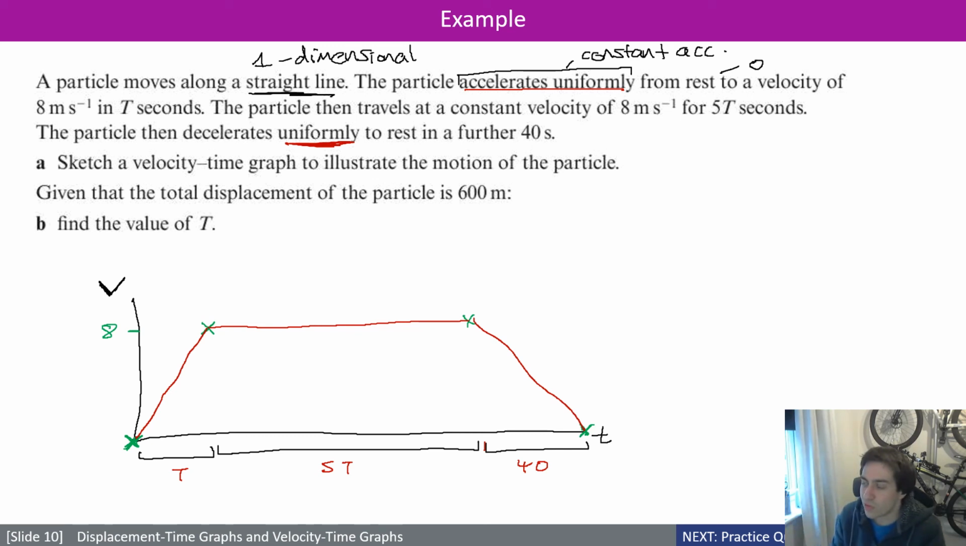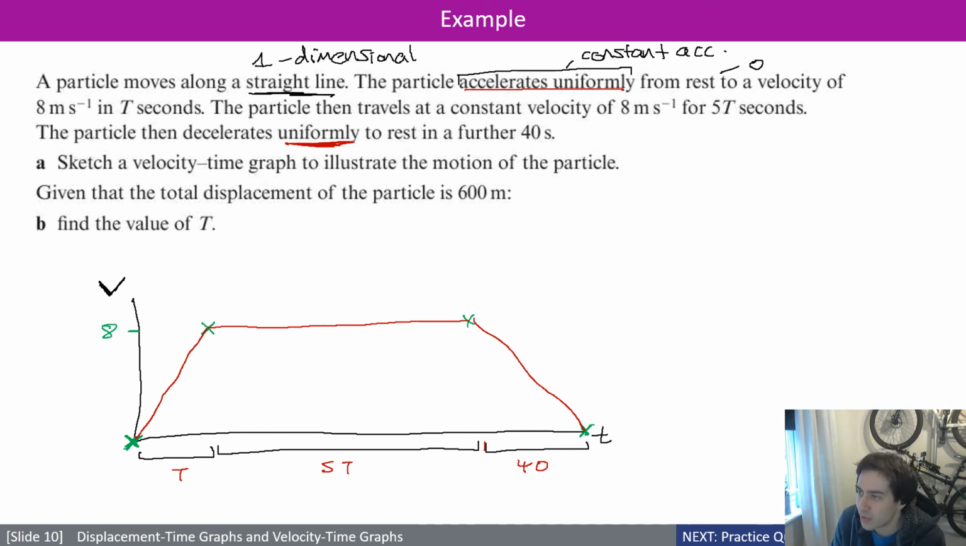Right, so we've sketched it and we've put on the key values, I think. Is there anything else missing? We've got 40, we've got 8, we've put 5t, we've put t. That's fine. Given that the total displacement of the particle is 600 meters, find the value of t. So now this is actually turning into a geometry question. We're using our understanding of mechanics to then create a geometry question.